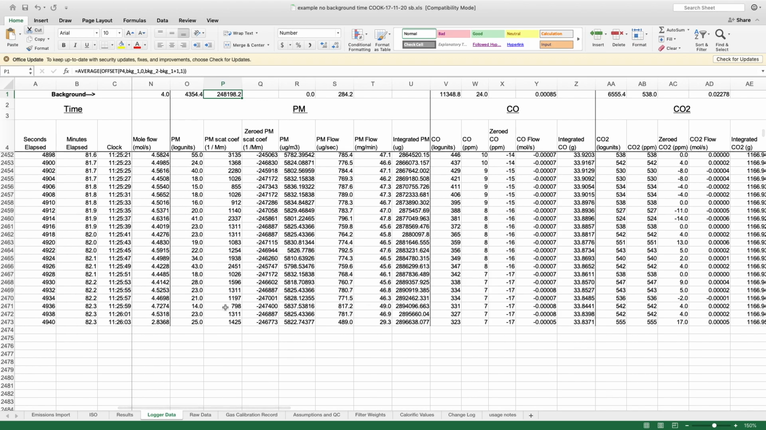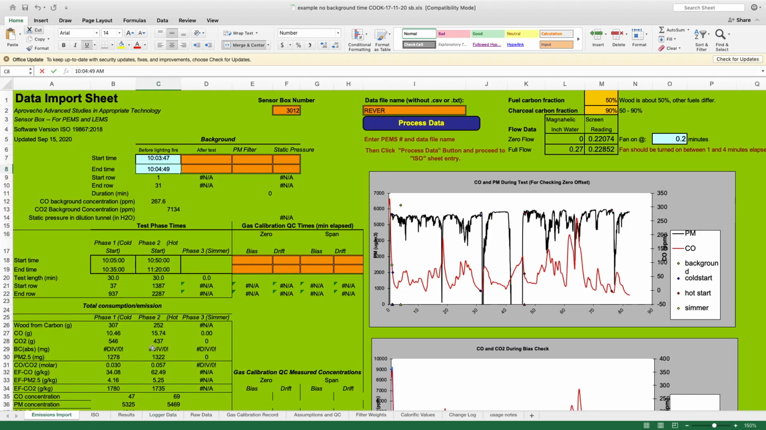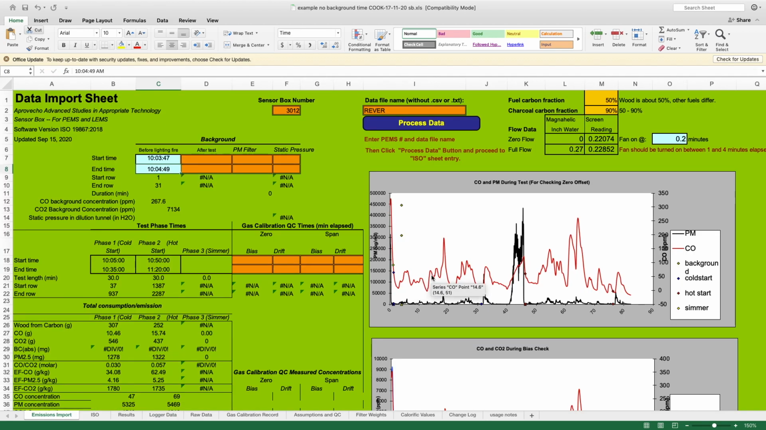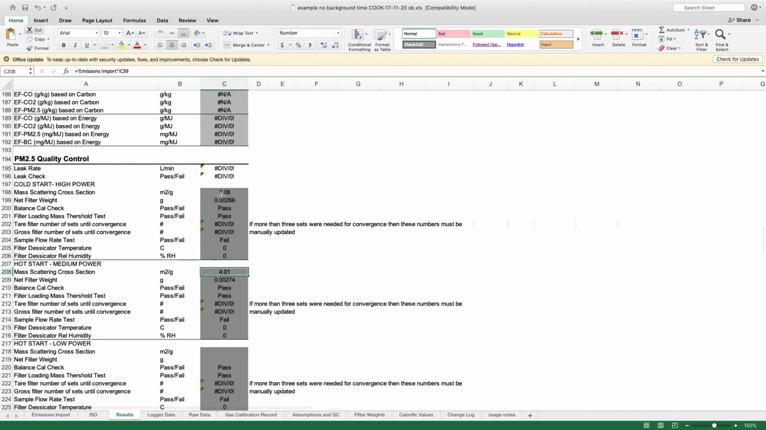So set that to the minimum, 798, should work. And that'll allow you to recover the data. Now that graph is where it's supposed to be. That looks really good. I wouldn't worry about changing that. Now we have reasonable numbers for the mass scattering cross section.